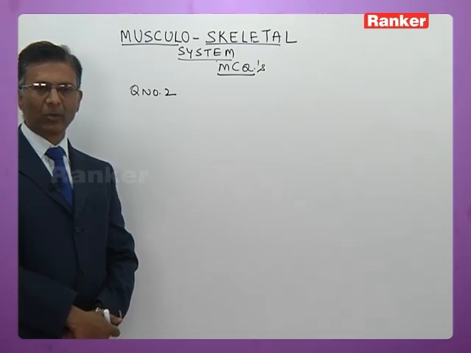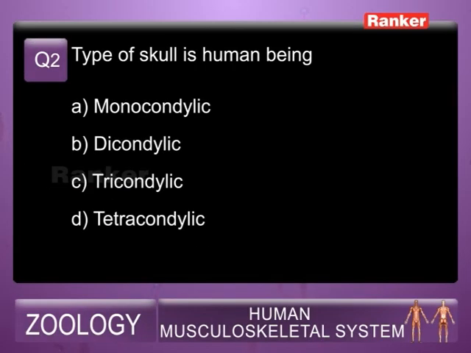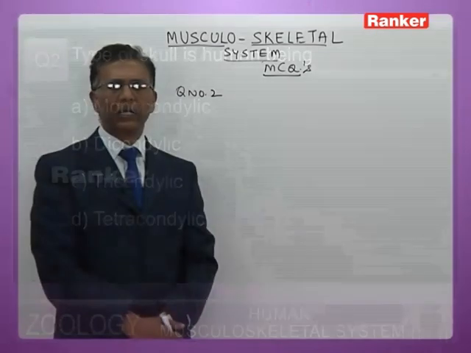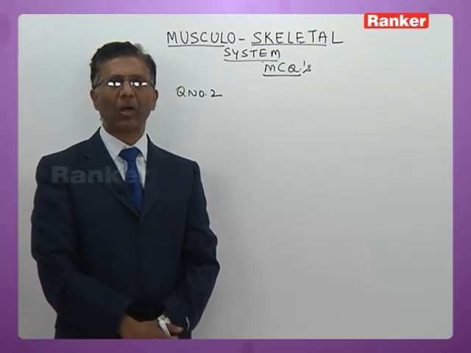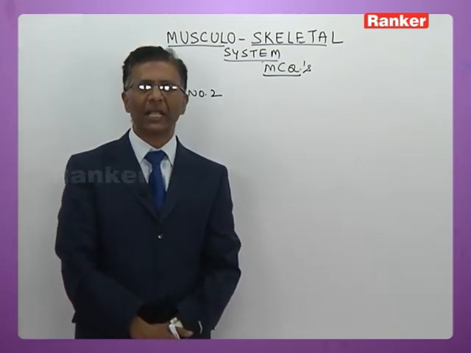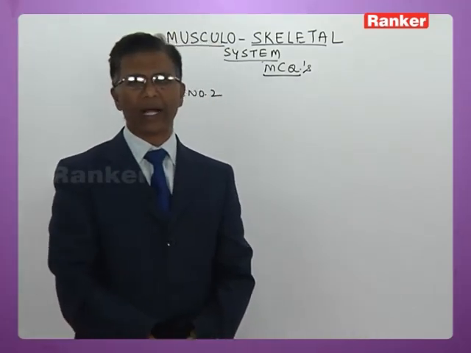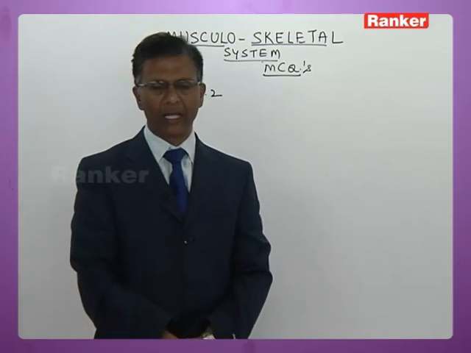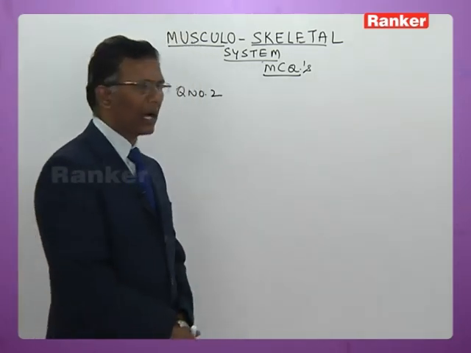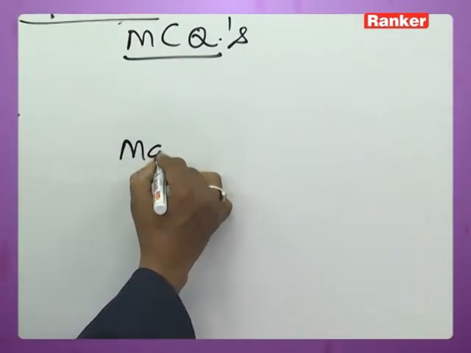I will read out question number 2 for you. Type of skull in human being: A monocondylic, B dicondylic, C tricondylic, D tetracondylic. There are two kinds of skull in vertebrates, monocondylic and dicondylic. The skull with single occipital condyle is monocondylic, and the skull with two occipital condyles is dicondylic.